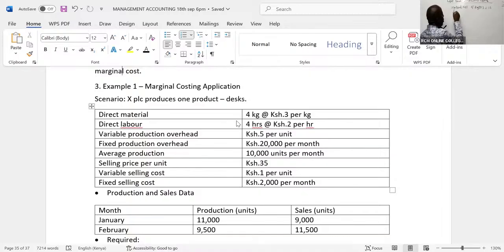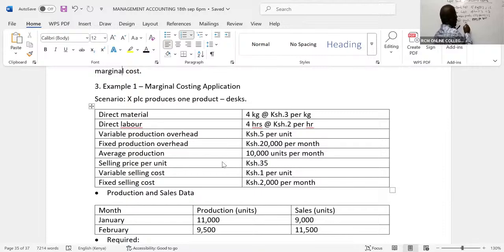And then we have labor cost. So labor cost, we took what here, somebody? 4 hours times 2, which gave us 8. And then we have a variable production overhead per unit, which gave us how much there? 5. And then, of course, because this is full costing, we must also bring fixed production overhead. Fixed production overhead per unit.